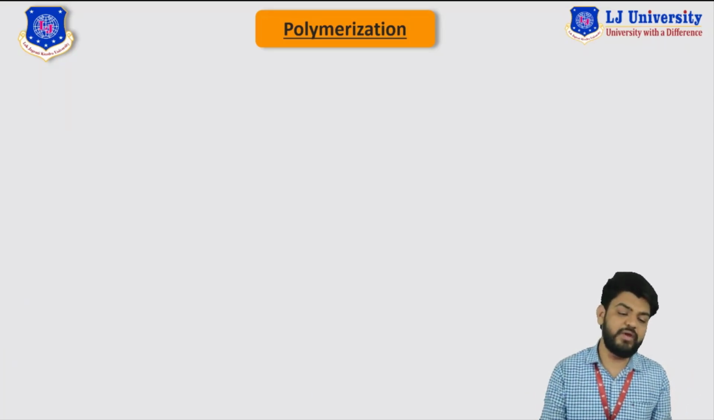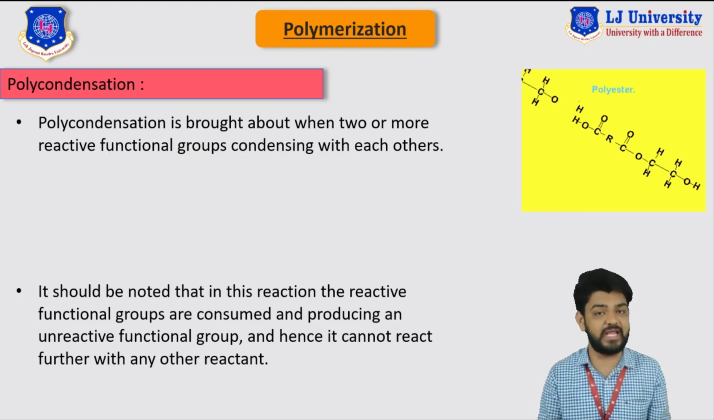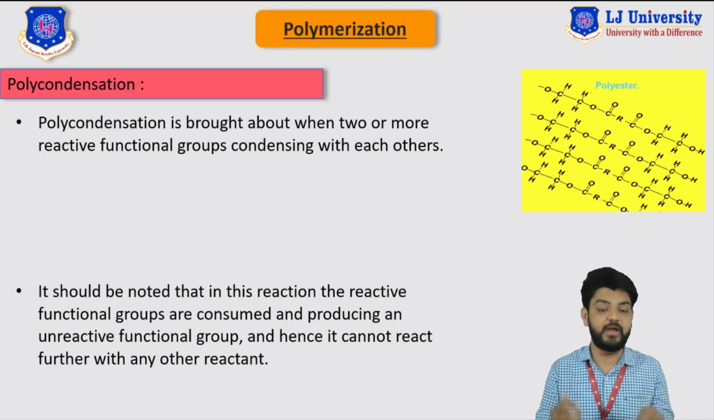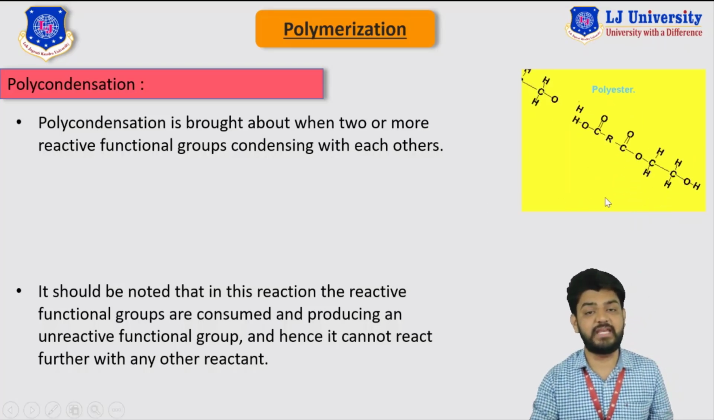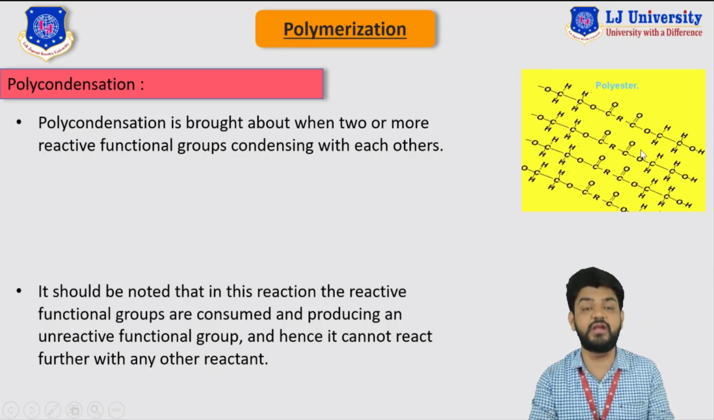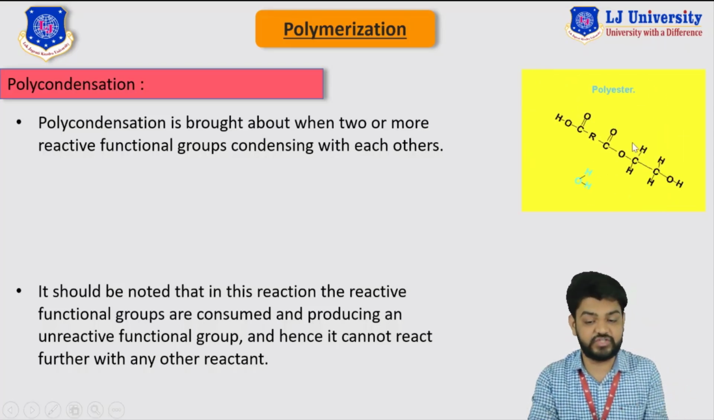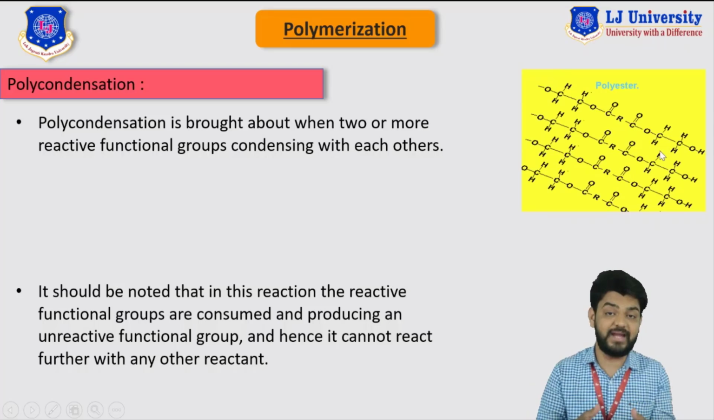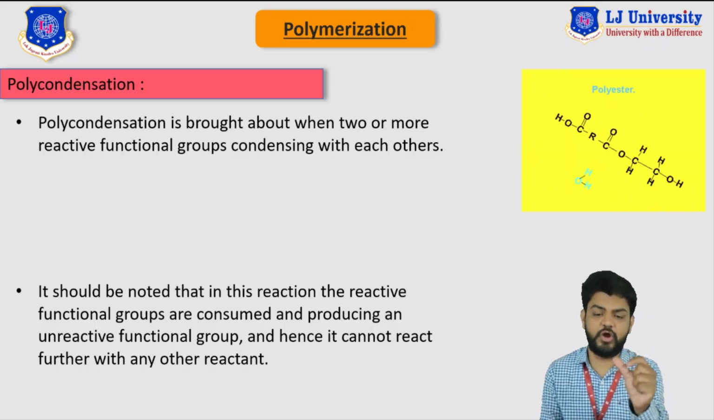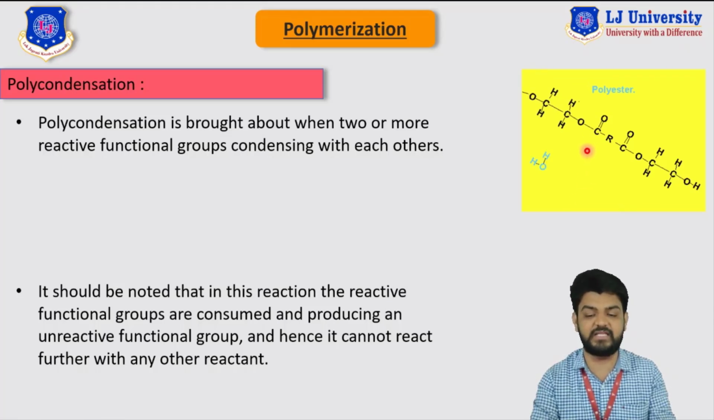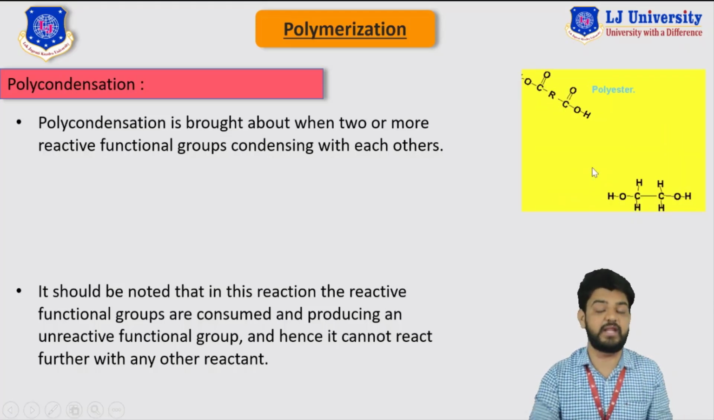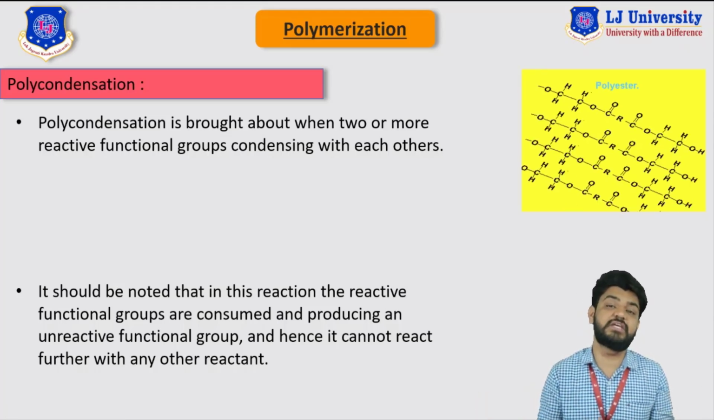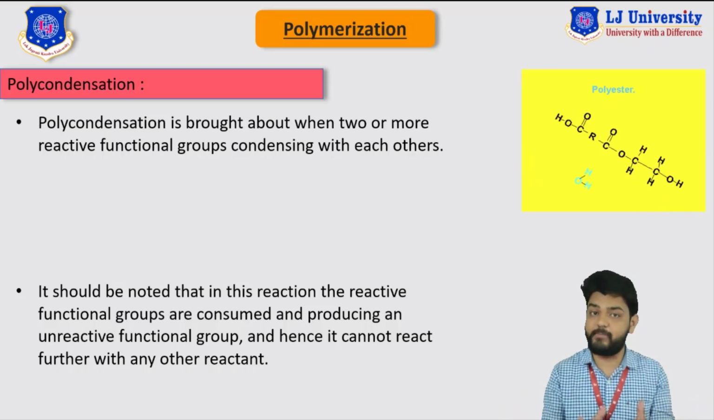Now moving towards the polycondensation polymerization technique, polycondensation is brought about when two or more reactive functional groups condense together. Here in this animation you can see two different monomers containing two different functional groups, here is the first one and here is the second one. When both combine together or condense together, they liberate a small molecule of H2O. You can see that this H2O is liberated, and we are getting a long chain of polyester, so ultimately we have such esters that are your polymer.